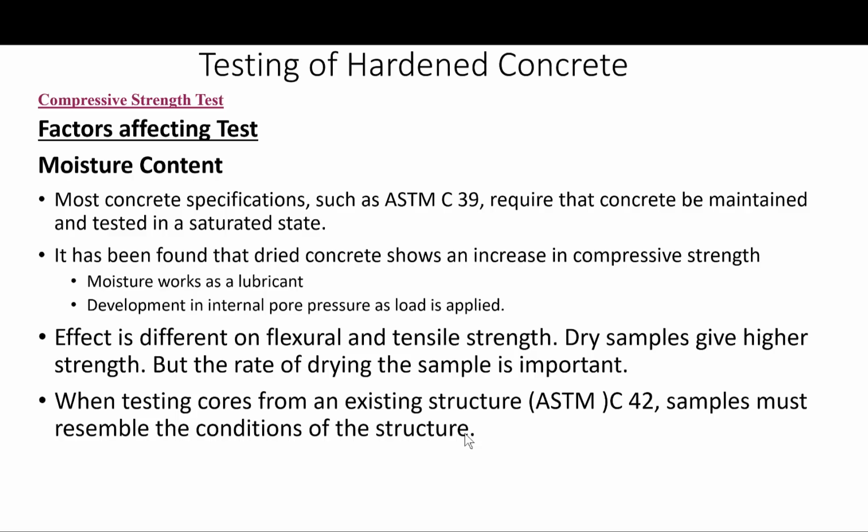The lower compressive strength of wet concrete may also be due to the development of internal pore pressure as the specimen is loaded. For an oven dried specimen, the increase in strength is on the order of about 10 to 15%. This increase in strength appears to be reversible, as subsequent resaturation will return the concrete to its original saturated strength.